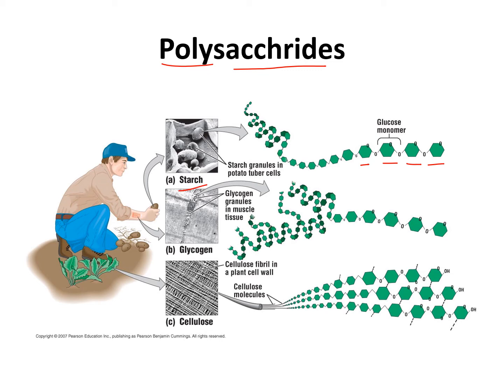Starch is found mainly in plants, and it's for energy storage. Glycogen is found in animals, often in muscle tissue and in the liver, and it's also for energy storage. And another example is cellulose. Cellulose is found in plants, and it provides the structure for the plants.